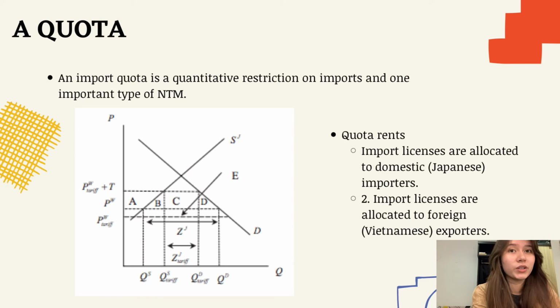In the case of import licenses allocated to foreign exporters, area C is a transfer from domestic consumers to these foreign exporters. It is no longer a net effect of 0 because the loss to consumers is not offset by a gain to domestic importers. Our net welfare effect is simply the gain to firms less the loss to consumers. In this case, the quota is worse than a tariff that results in an import level of ZJ quota.